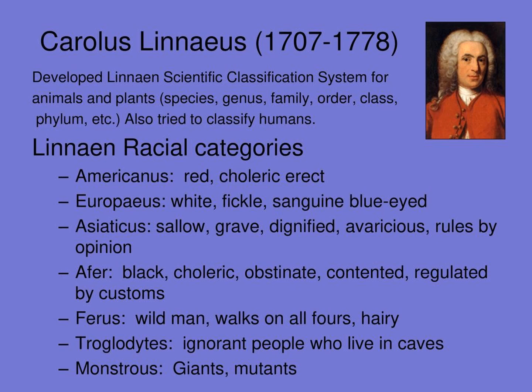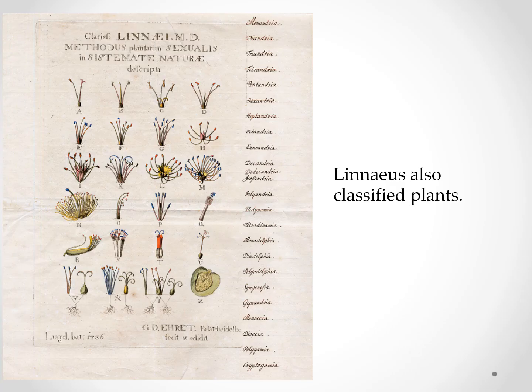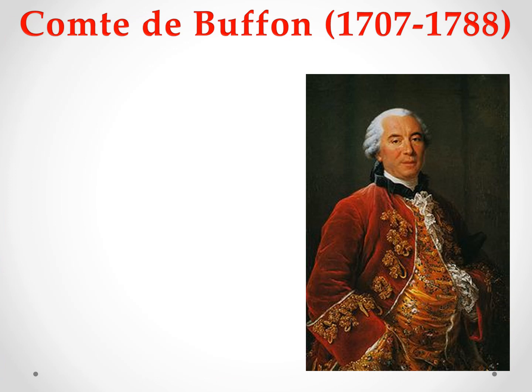He had a couple odd categories, too, for leaving a little wiggle room in there in case we found something that we haven't discovered yet, like the Ferus man who lives in the caves and lives on all fours. We have troglodytes, who are ignorant people who live in caves as well. We also have monstrosus, which are giants, and mutants, right? So Linnaeus wanted to leave a lot of wiggle room for his taxonomic system there. He also worked on classifying plants as well.